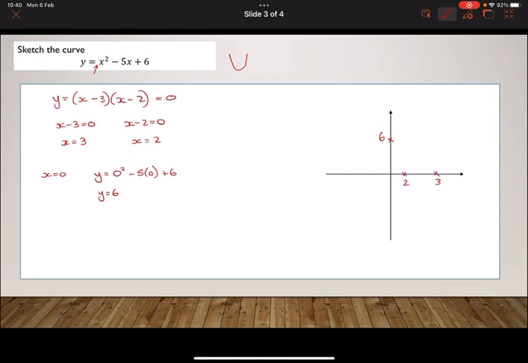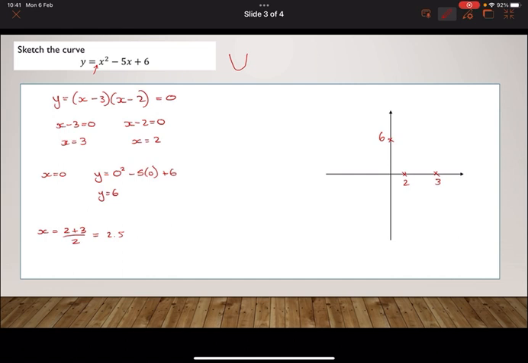And next, I'm going to find my minimum point. So I'm going to look for the middle between my two intercepts. So I'm going to add those together, divide by 2, and that gives me 2.5. So it's right in the middle of those two values.